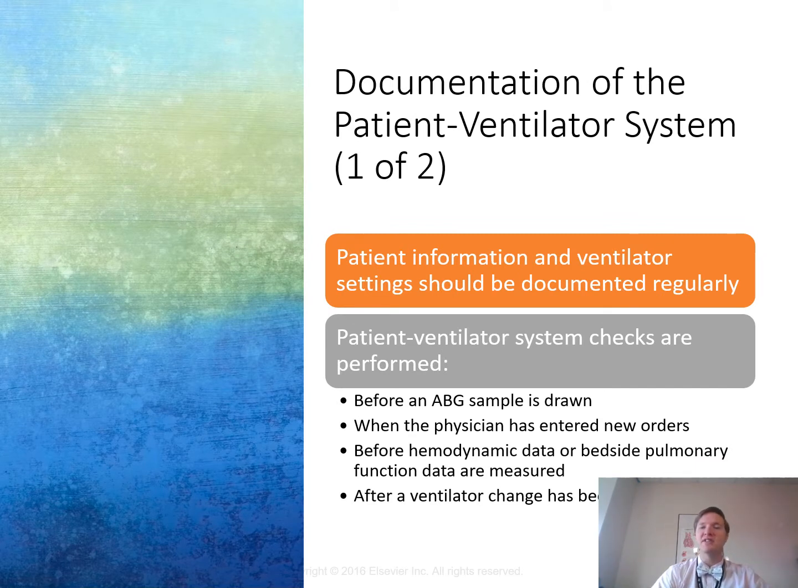All right, so let's talk about documentation. I know this is probably your favorite thing to talk about here, but when we're documenting the patient ventilator system, the patient information and the ventilator settings should be documented regularly. Traditionally, the frequency of the ventilator system checks depends on the institution's policy. I've seen some places that'll do it every 2 hours. I've seen some places that'll do it every 4 hours, but generally they're performed every 1 to 4 hours, depending on the policy, and it really does depend, right?